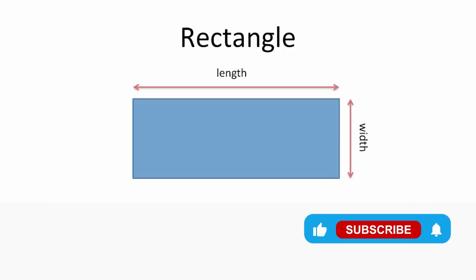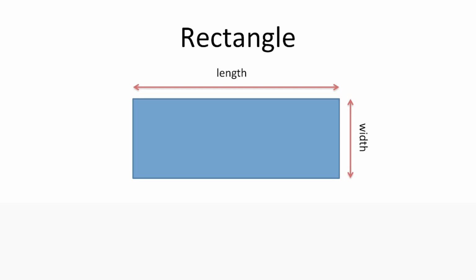Now the shapes you'll need to know for your exam are a rectangle. A rectangle has two lengths that we're interested in, the length and the width. And the area of a rectangle is given by the calculation length times width.